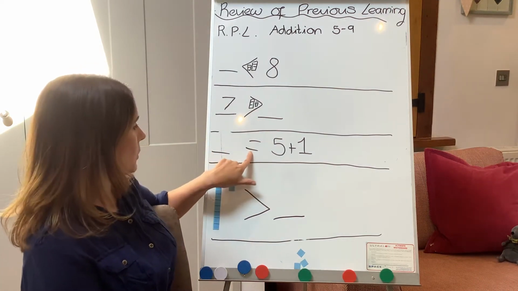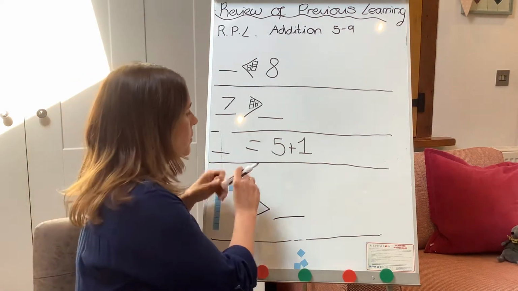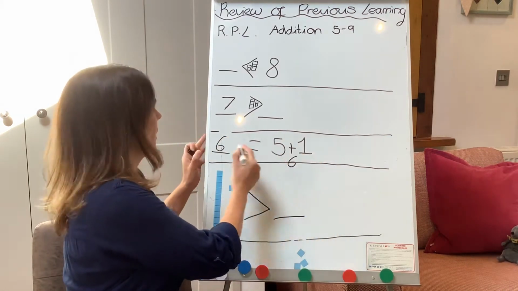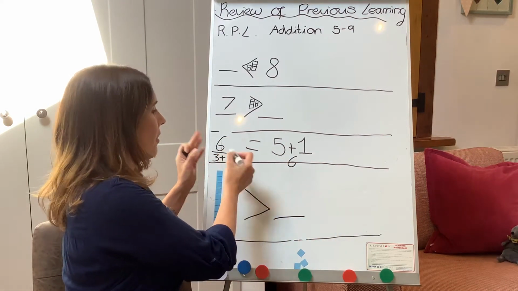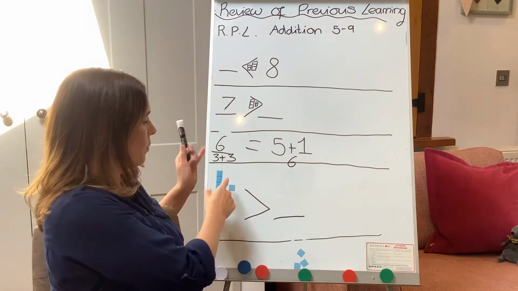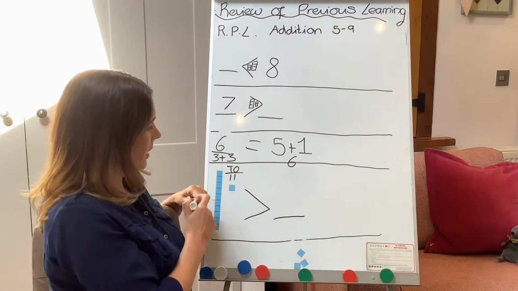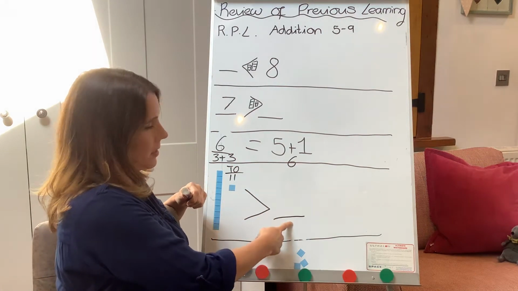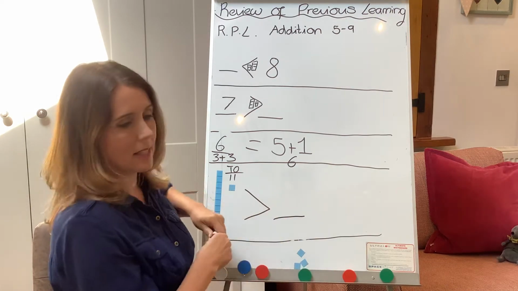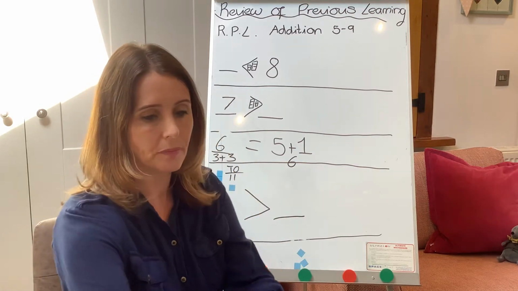This means equal to. Something is equal to 5 add 1. Well, 5 add 1 is 6. So we could have 6 is equal to 5 add 1. Or you might have had 3 add 3 is equal to 5 add 1. Here we've got 10 and 1, which is 11. 11 is greater than this number. So what could come here? It could be 10, 9, 8, 7, 6, 5, 4, 3, 2, 1, or 0.